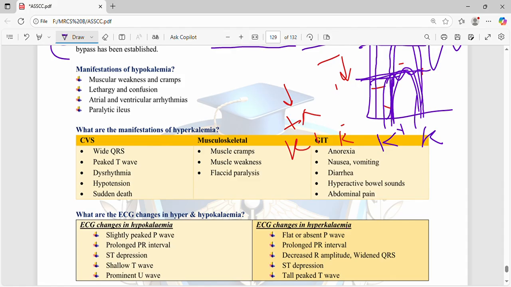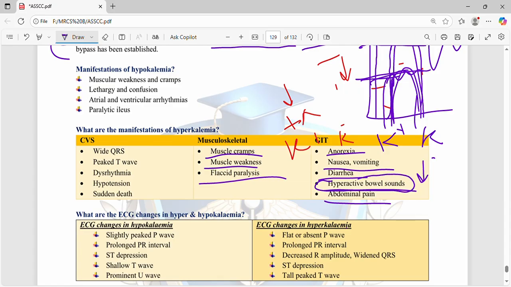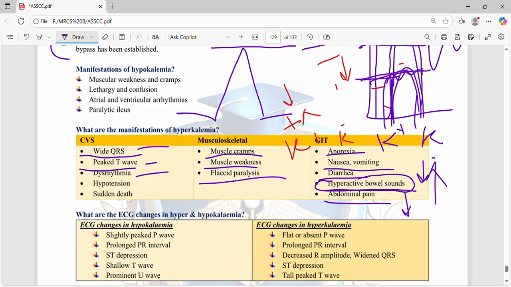So in hyperkalemia there will be muscle cramps, there will be contractile muscle weakness and flexor paralysis, anorexia, nausea, vomiting, diarrhea, hyperactive bowel sounds, abdominal cramps. So in hypokalemia there will be paralysis, and in hyperkalemia there will be hyperactive bowel sounds or diarrhea. In hypokalemia there will be constipation. So we have peaked T waves and widened QRS complex, dysrhythmia, hypotension, sudden death.